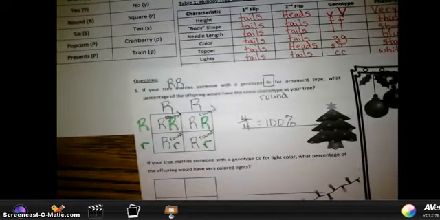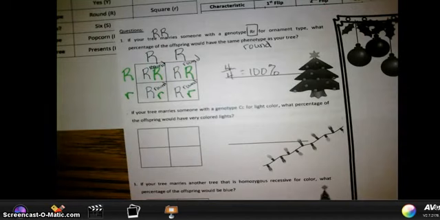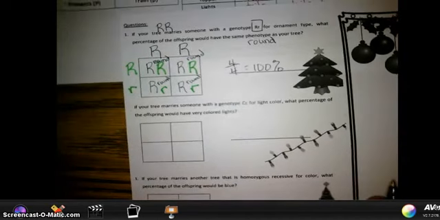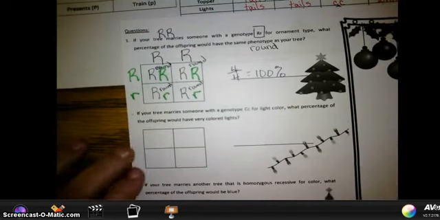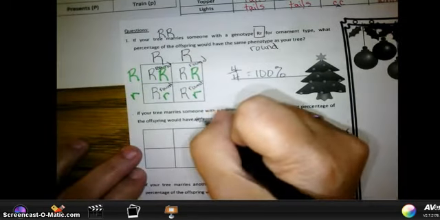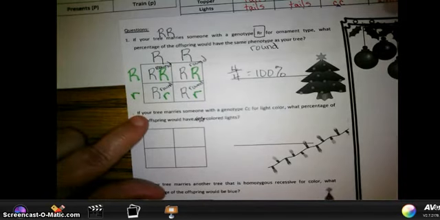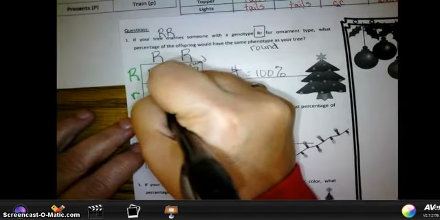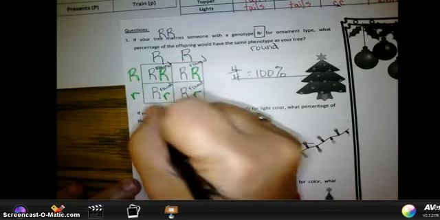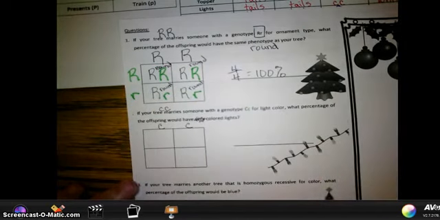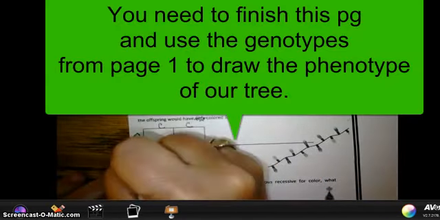It asked for phenotype. The next one says, if your tree marries someone with a genotype of capital C, little c for light color, what percentage of the offspring will have colored lights? I don't know why they put varied, but colored lights. So our tree is little c, little c. It is a white light tree. So here is our little c, and then we're going to put the capital C, little c.